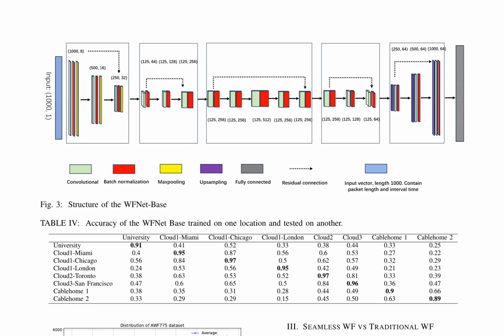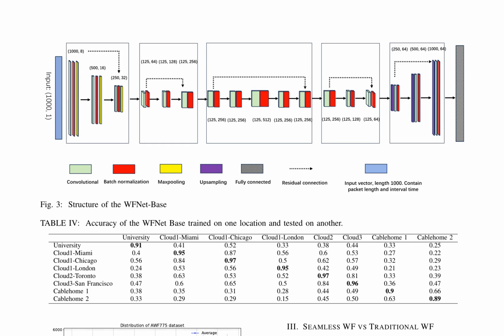The WF-Net base architecture is presented in Figure 3, showcasing a novel approach to website fingerprinting. Table IV highlights the accuracy of WF-Net base when trained on one location and tested on another, demonstrating its robustness across different environments. Prior research has demonstrated the vulnerability of machine learning models to backdoor learning approaches, which can manipulate output by injecting malicious data into the training dataset.